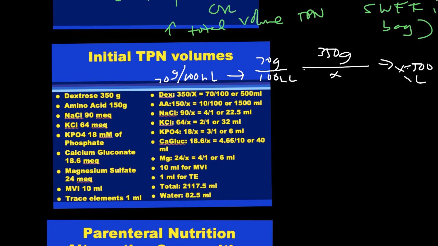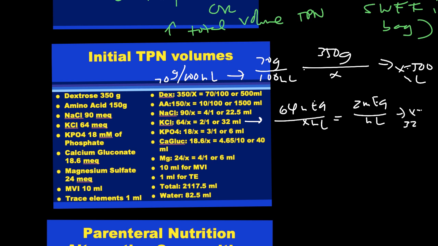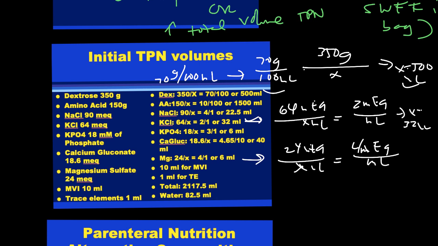Potassium. Which one's easier for me? You need 64 milliequivalents of potassium. And how many milliliters? It comes in 2 milliequivalents per milliliter. Solve for X gives you 32. Check. 500 milliliters. Check. What else is easy? Magnesium, 24 milliequivalents. How many milliliters is 24? We'll find out. Magnesium comes in 4 milliequivalents per milliliter. Solve for X. That gives you 6 milliliters.